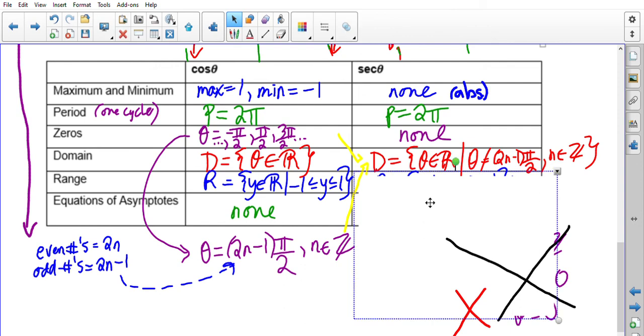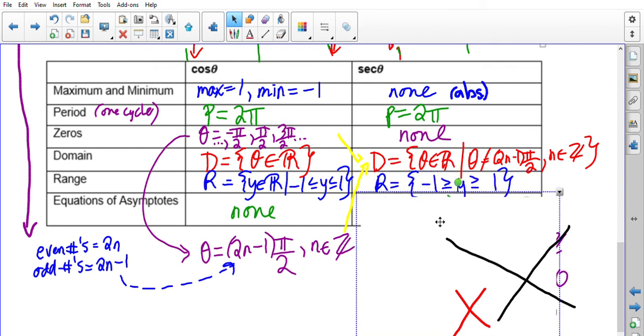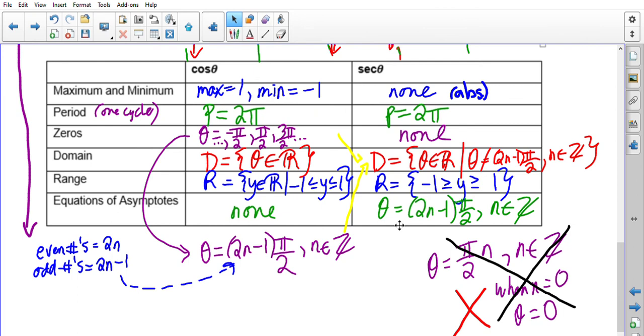The range is going to be the same as cosecant, so y can be less than or equal to -1 or greater than or equal to 1. And lastly, our equation for our asymptotes is going to be the same as the equation we used in our restriction, so 2n minus 1 times pi over 2.